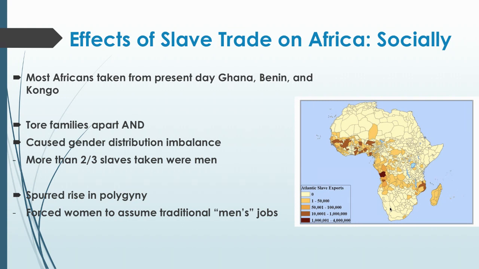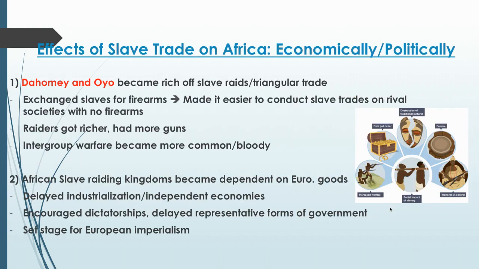We already talked about the slave trading kingdoms like Dahomey and Oyo, which became very rich off of the slave raids and the triangular trade, who would trade their slaves for more firearms and thus only be more embedded in the slave raiding culture. The other thing is that because these kingdoms got all of their manufactured goods from Europe, they had no need then to establish their own manufacturing themselves. And this is going to delay industrialization in Africa. Our next time period, our European economies are going to become industrialized, and Africa is not. They're going to be slower in this process, and that's going to set the stage for European imperialism.